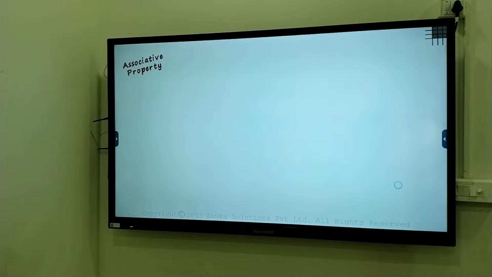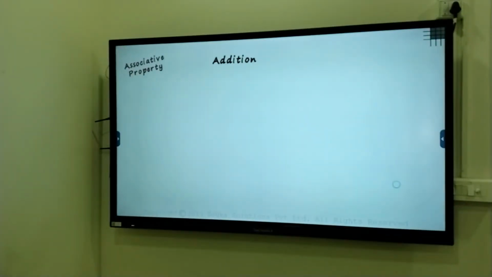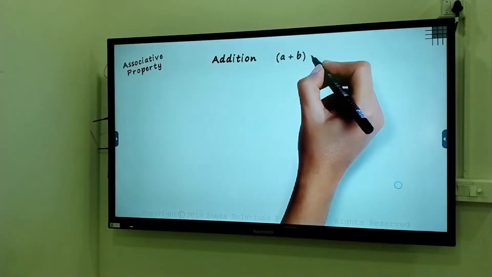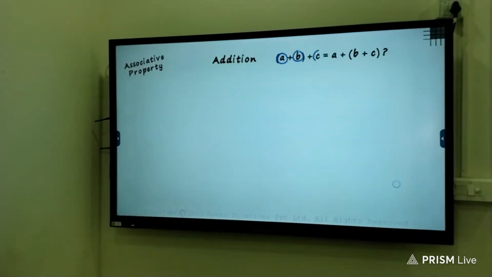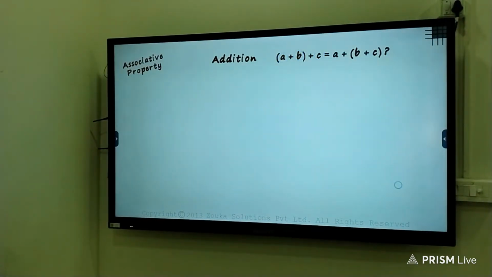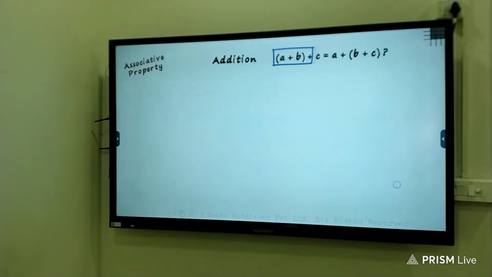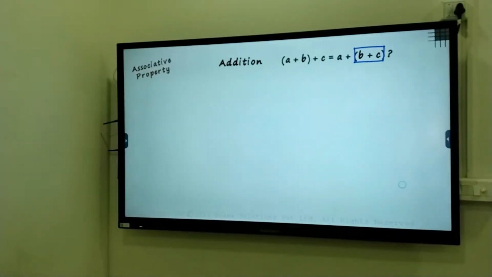Let's start with the associative property for addition. To know if it's satisfied for addition, we just need to check if (A plus B) plus C equals A plus (B plus C), where A, B, and C are rational numbers. Notice that on the left hand side, A plus B are in brackets, and on the right hand side, B plus C are in brackets.